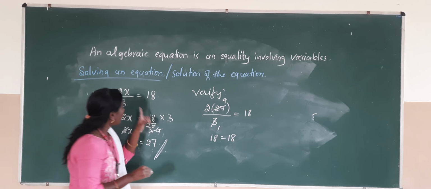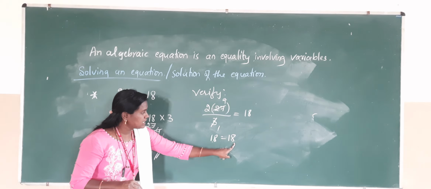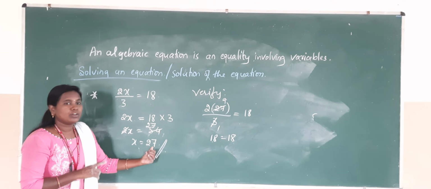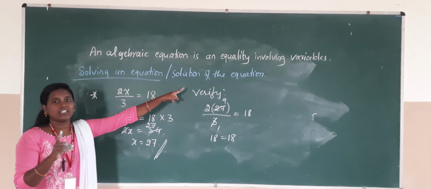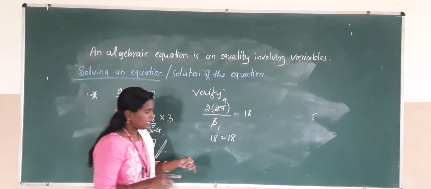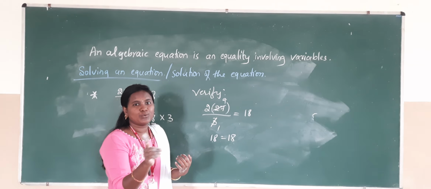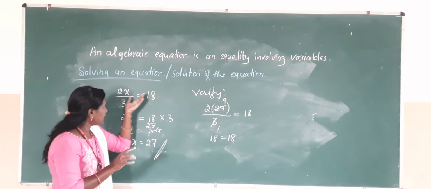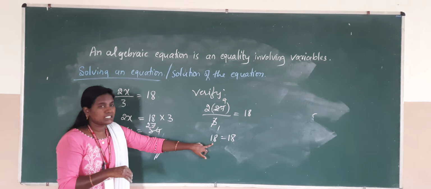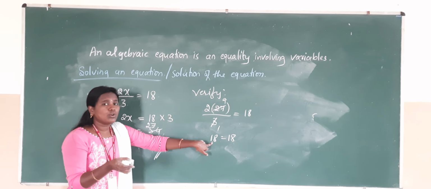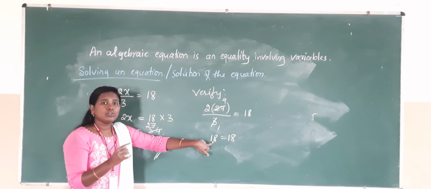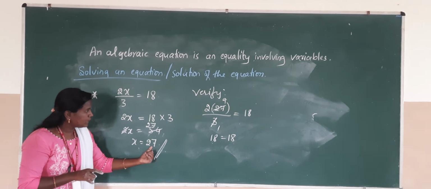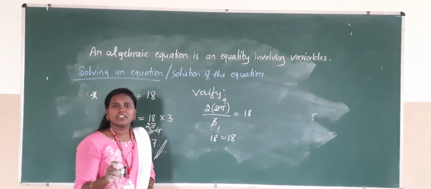LHS is equal to RHS. If LHS is equal to RHS, then we say that x is equal to 27, or 27 is the solution of the equation. Sometimes you people may write 18 is the solution of the equation. No, it's not. The question is what? On the RHS 18 is there. So if LHS also gives us 18, then by which value did you get 18? By 27. Yes, so x is equal to 27 is the solution of the equation.